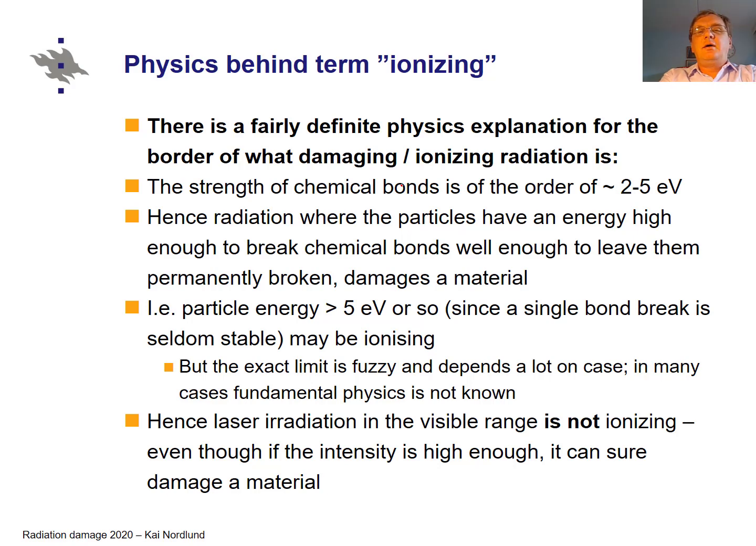But we are now interested in ionizing radiation. From a physics point of view, one can put a fairly well-defined limit on what is ionizing radiation, and this comes from the strength of chemical bonds. Chemical bonds have strengths of the order of 2 to 5 eV, and because of that, ionizing radiation can be defined as radiation from particles that have an energy high enough to break these chemical bonds. If you break chemical bonds, then obviously you start damaging the material. So roughly speaking, particles with an energy of 5 eV or higher may be ionizing. But this is not an exact limit, and during the course we will later see examples of the more precise mechanisms of causing damage.